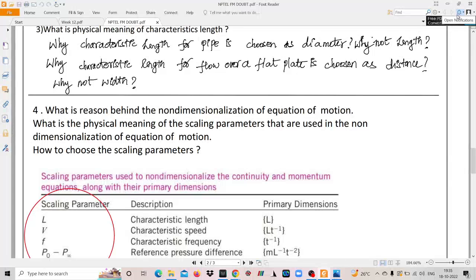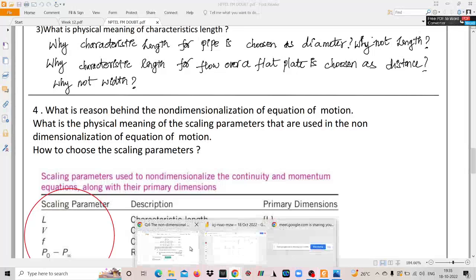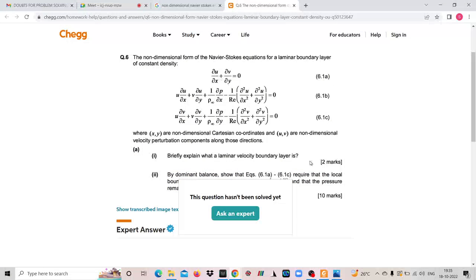See, earlier, if you take the entire Navier-Stokes equation in dimensional form, U, V, W, P, everything has a certain meaning. But when you are non-dimensionalizing it, the physical meaning is only associated with the term Reynolds number, not with the non-dimensional parameters. Clear? Yes, sir. Okay, fine.